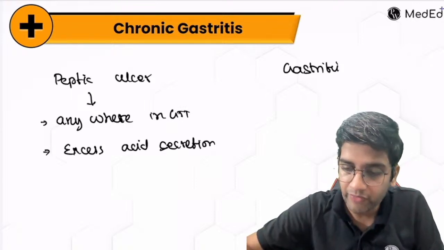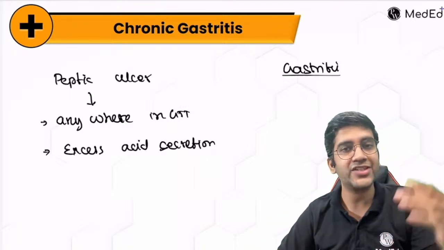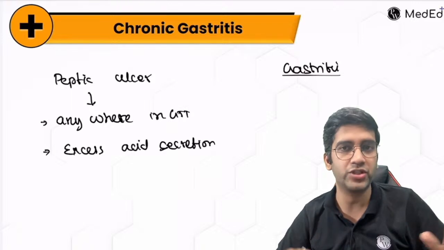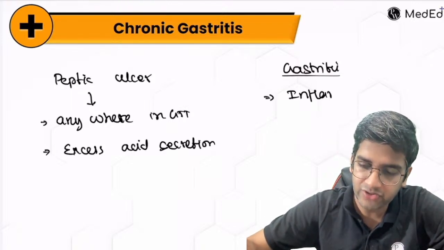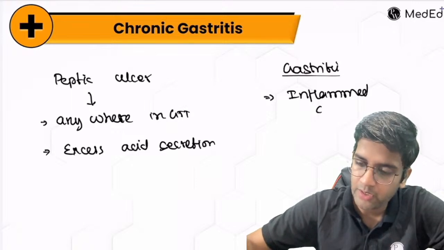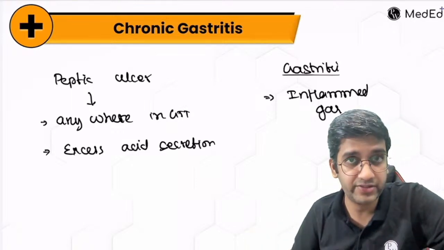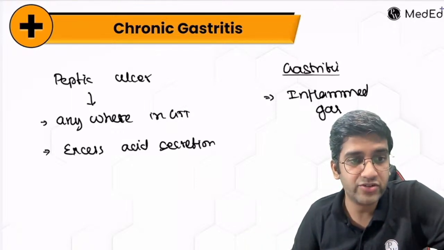At the same time, when I call it gastritis, gastritis is inflammation of the gastric mucosa. That's all. It's itis, right? It's just an inflamed gastric mucosa. It can be atrophic, like what Meet said. It can be acute gastritis.